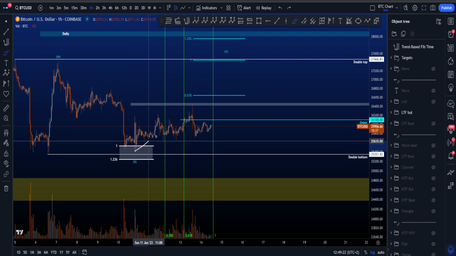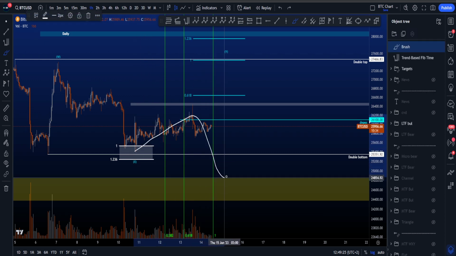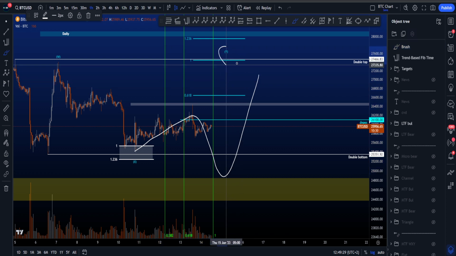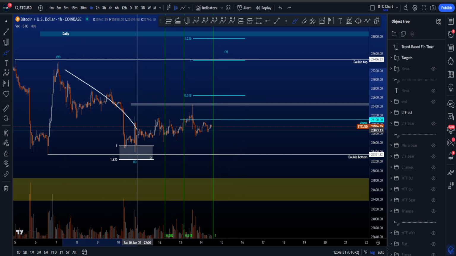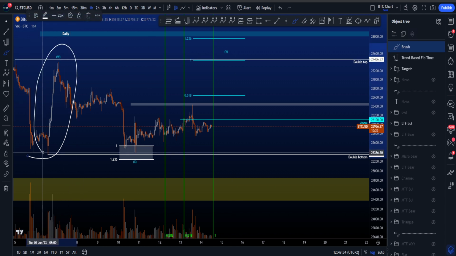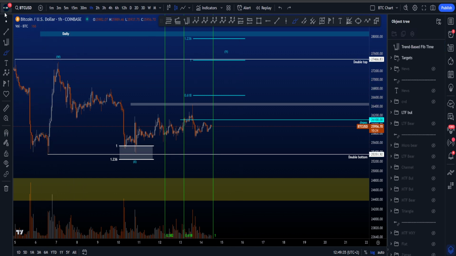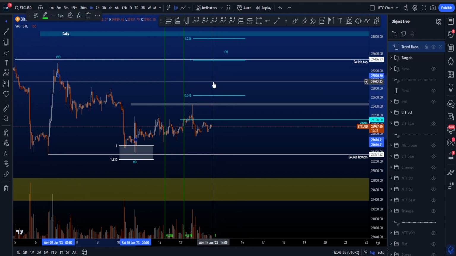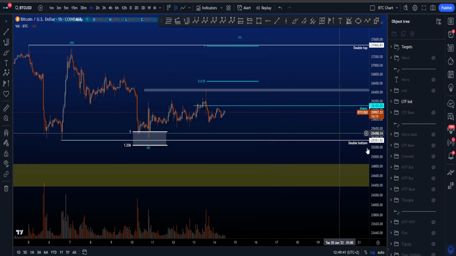about the potential validity of this being an expanding flat, because if that is the case, then this wave Y is going to be quite a lot longer than wave X, and much, much longer than a wave W. So we have to take it a little bit with a grain of salt, and especially because of the news coming up, there's a lot of possibilities.